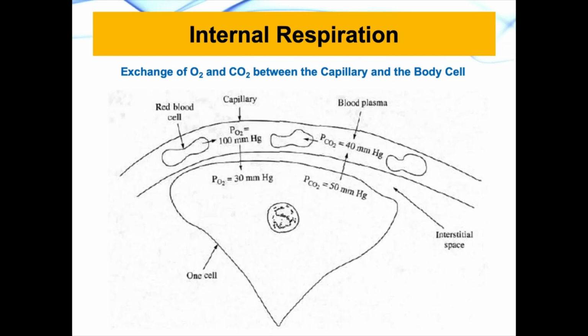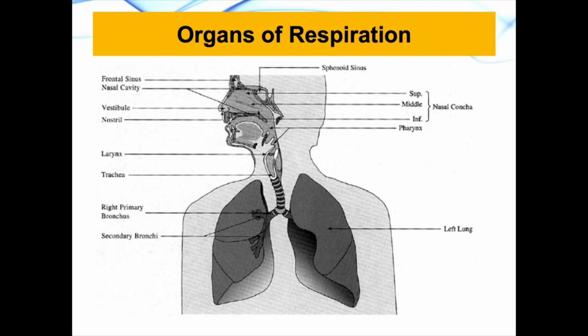For external respiration, where things happen in the lungs, I would like to start by talking a little bit about the anatomy of the lung. What are the main components of our respiration system? This is a schematic that shows that we're starting from the nasal cavity and then we go to the larynx and then trachea, and then you go to the right and left lungs.